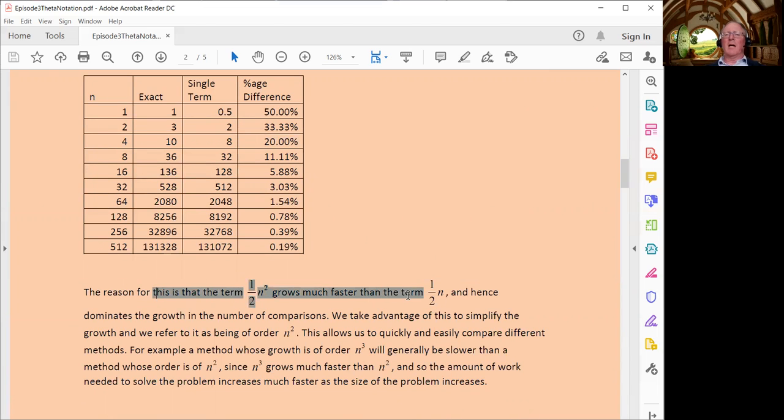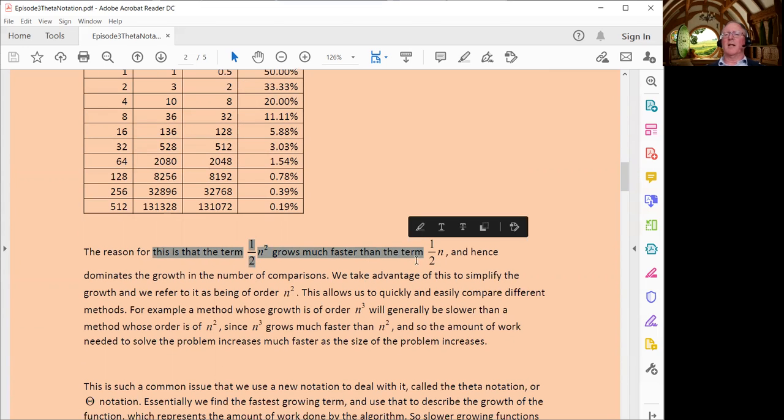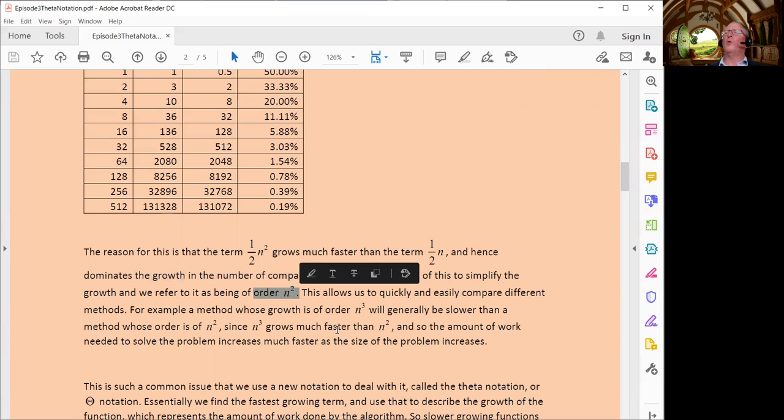Yeah, so a half n squared grows much faster than a half n, and so it completely dominates the growth in the number of comparisons. And we're going to use that to simplify the growth, and we're just going to refer to it as being of order n squared. And what this does is it allows us to quickly and easily compare different methods.